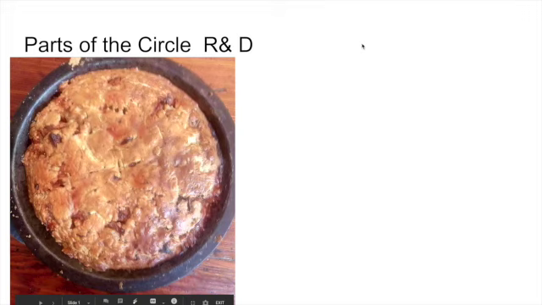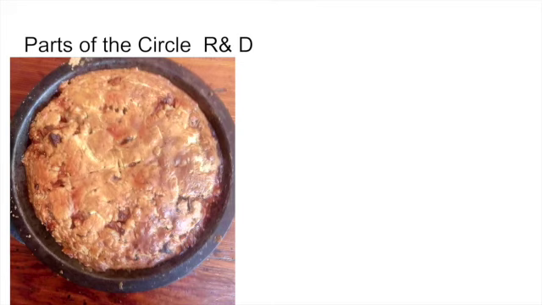Here's that pie I just took out of the oven. And I know I use my little baby oven. I like to use it when it's hot outside so it doesn't heat up the house. So here's my pie, and you guys notice the pie is in the shape of a circle.